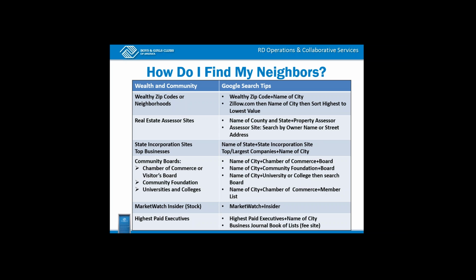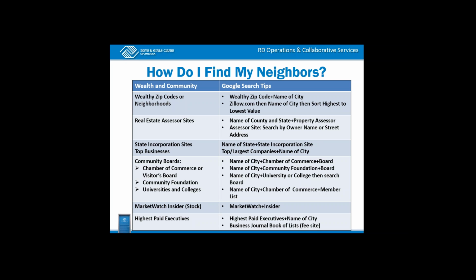If you're looking for information on community boards for your Chamber of Commerce, Visitors Board, Community Foundation, even universities and colleges, you can type in the name of your city and state plus Chamber of Commerce plus board. Do a variety of different searches to find those boards and see who's on them. Am I already engaged with these people, or are there people on my board that are tied to these board members that might be good future board members? So it's a good place to look for that type of information.